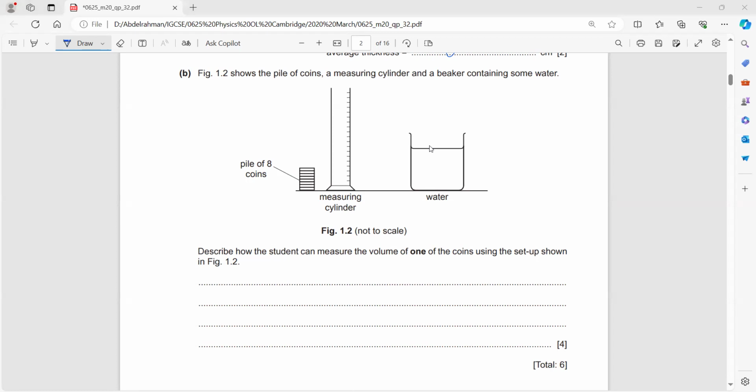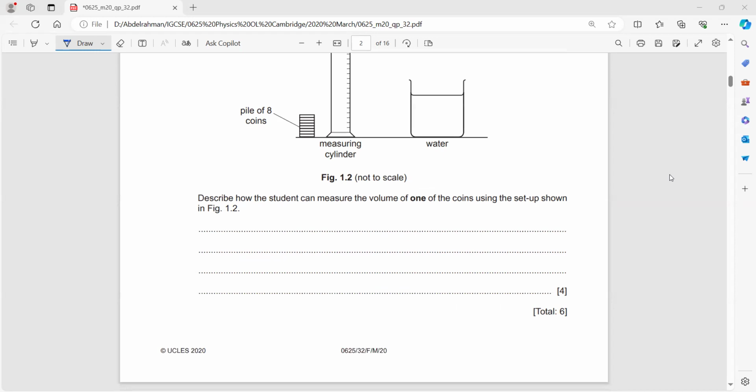He will put a certain volume of water in the measuring cylinder. This will be the initial volume. Then he will put the pile of 8 coins and observe the increase in volume. He will calculate the increase in volume and divide the volume by 8. It's quite easy. It's the displacement method.